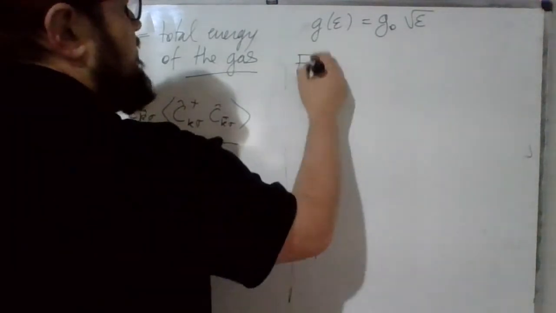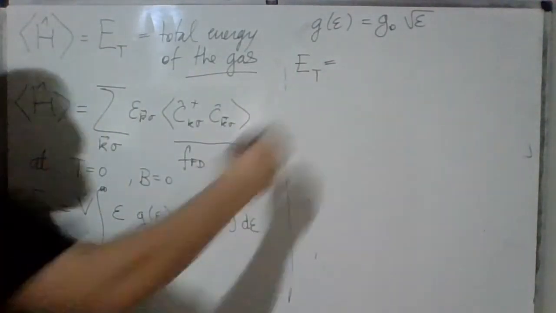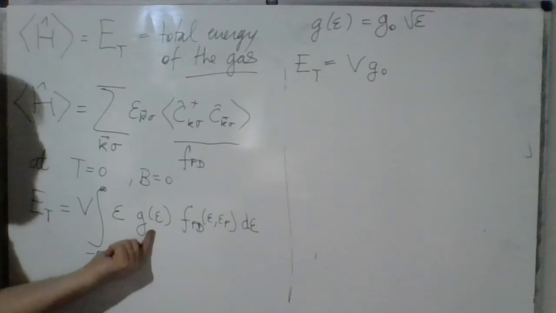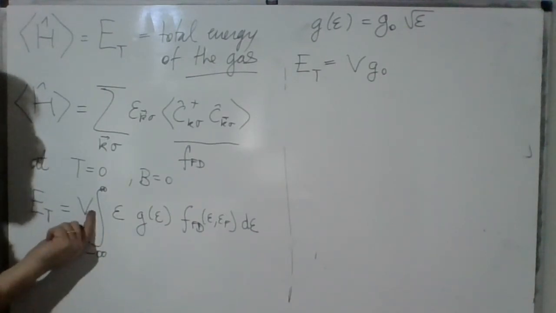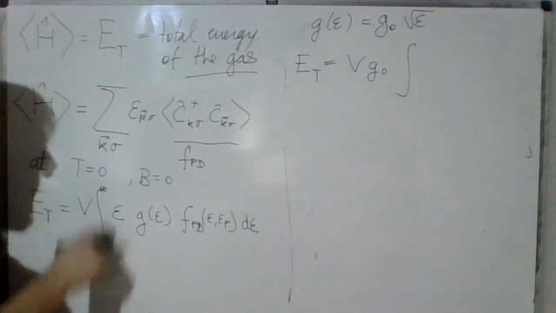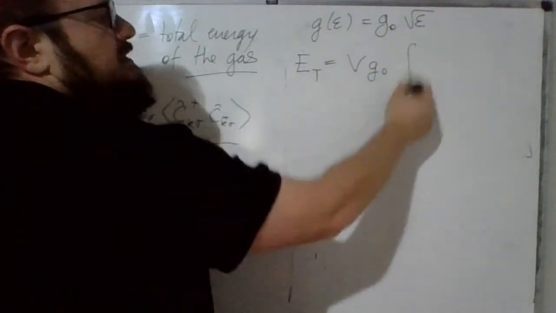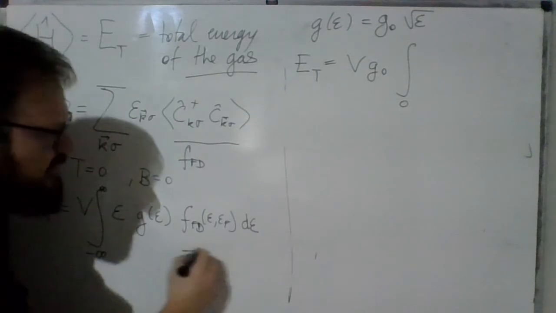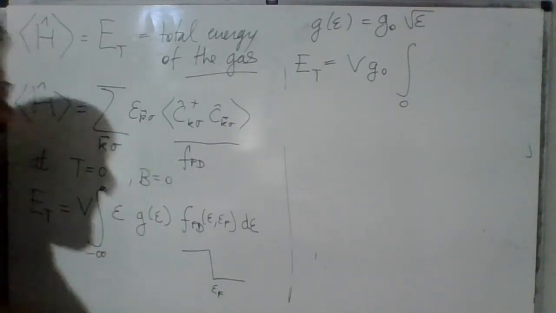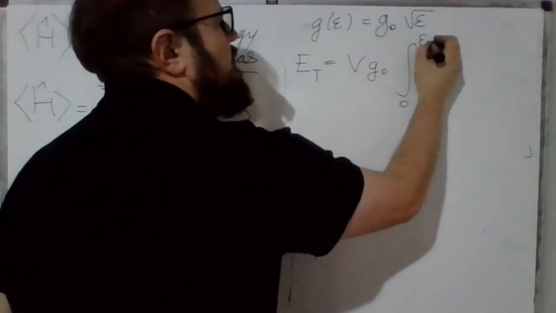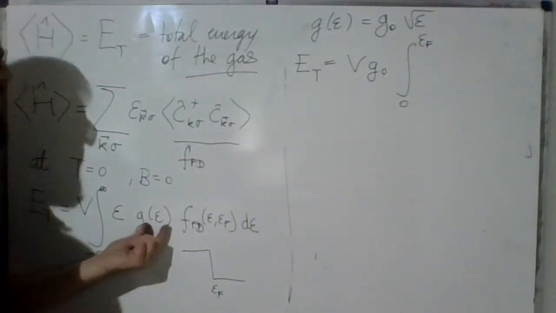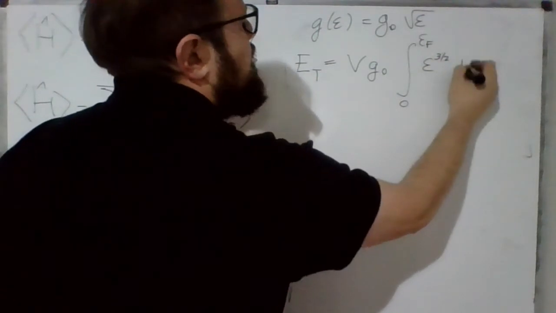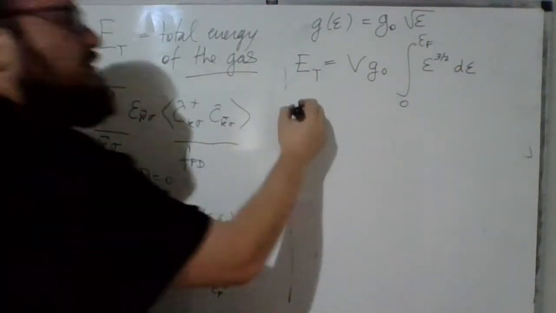You'll find out that the total energy of your electron gas will be volume times G0, which is a constant of integration, and an integral from minus infinity to infinity, because of this square root, from 0 to infinity. But because of this Fermi-Dirac distribution at temperature T equals 0, it finishes at the Fermi level. So we integrate to the Fermi level: energy times the square root of energy, you find a factor of 3 halves here, and you need to integrate over the energy. This is easy to perform.